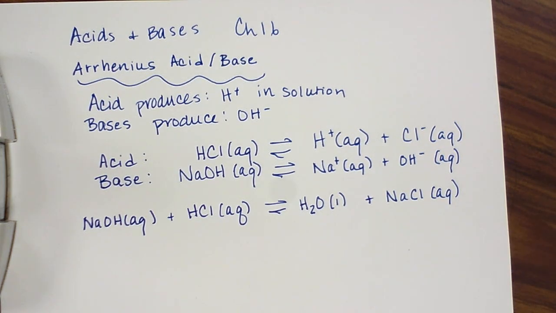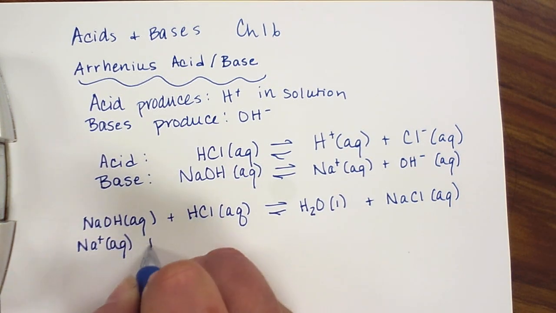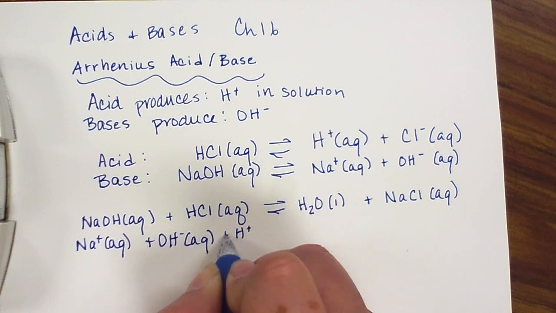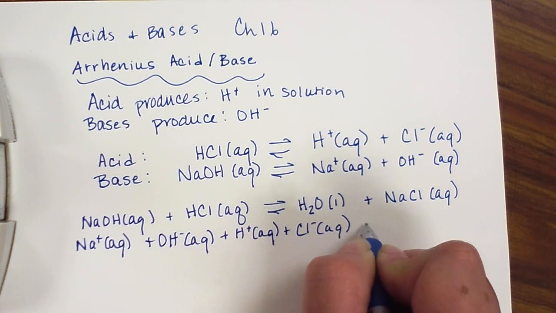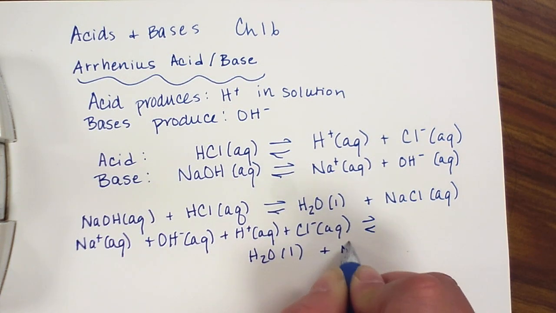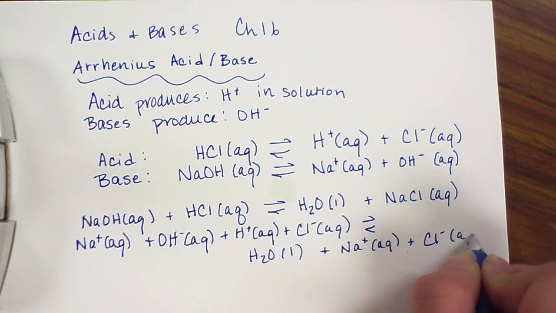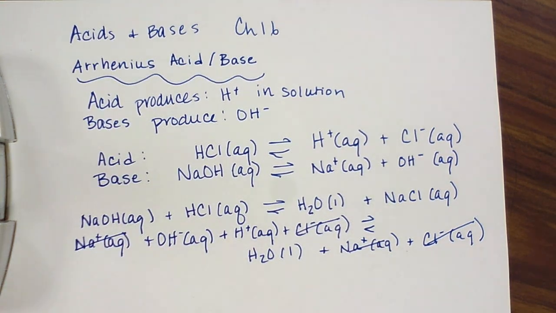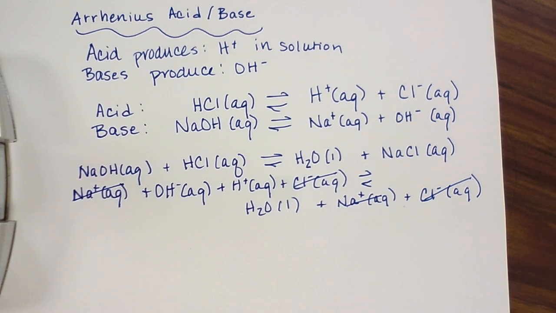And so if we were to do a net ionic equation of this, you would see that you get the sodium plus the hydroxide plus the hydrogen and the chloride, which are going to produce the water, which is liquid, so we're not going to separate that, plus the sodium plus the chloride. And so we're going to cancel the chloride and the sodium because they're the aqueous salt. We cancel them, remember when we did net ionic equations.